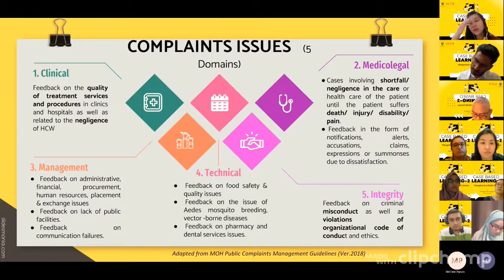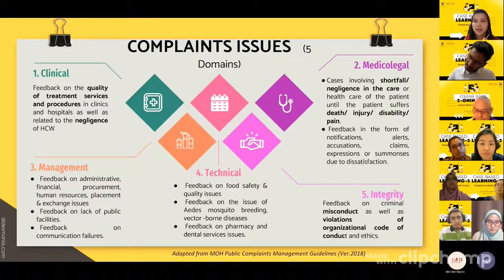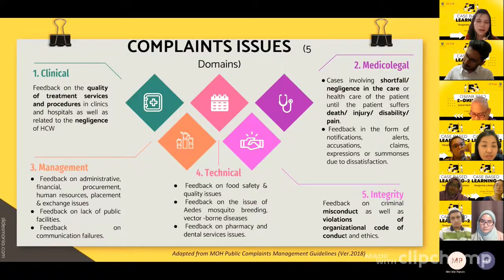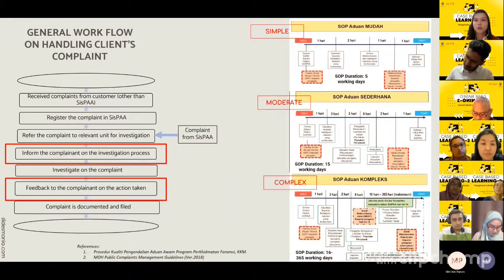Based on the MOH guidelines, complaint issues can also be categorized into 5 domains: clinical, management, technical, medical-legal, and integrity. The guideline has a detailed description of each of these. Suffice to know, a bulk of the complaints received are commonly on clinical, management, and technical issues, especially breakdown in communications. And now, when to respond to the complainant?